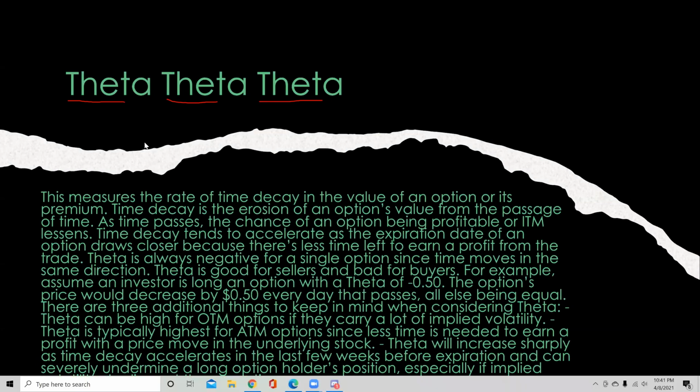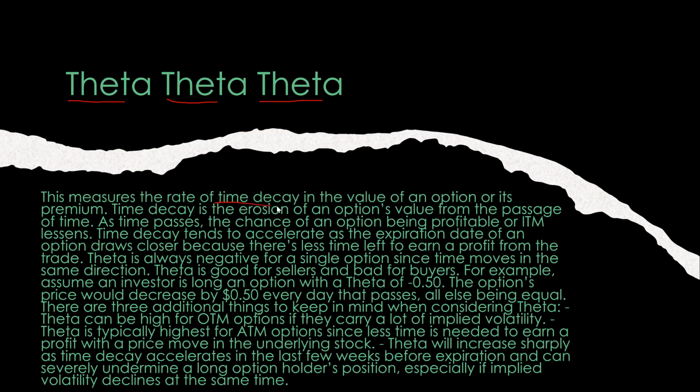Theta measures the rate of time decay. Those are two words we hear all the time: "I'm getting killed by time decay." You're getting killed by theta. This is the value of the option, or its premium.